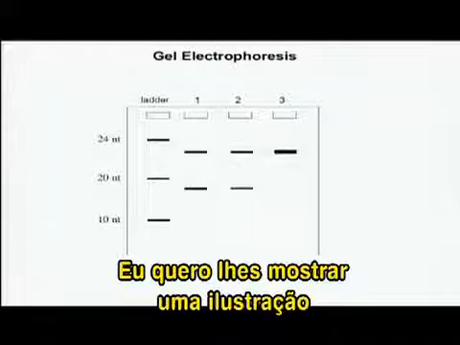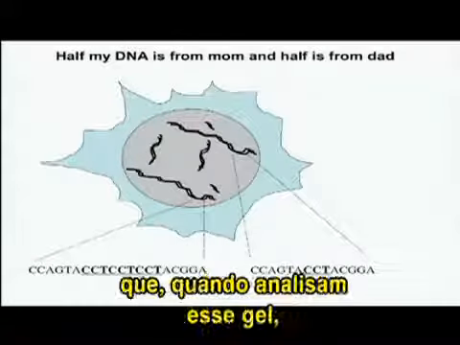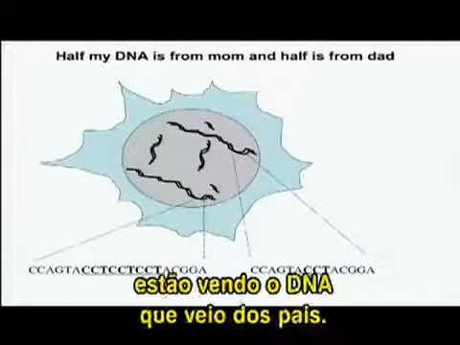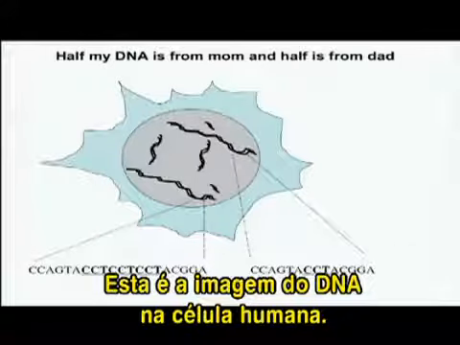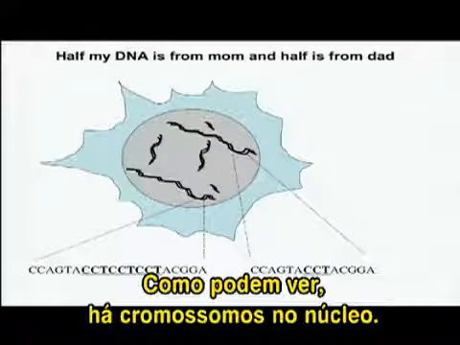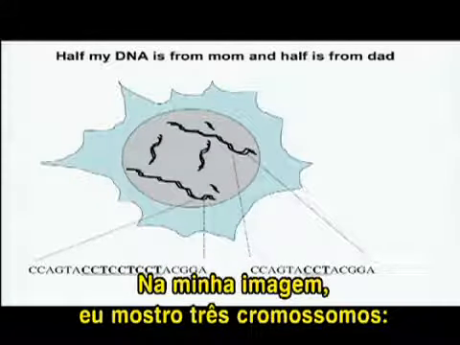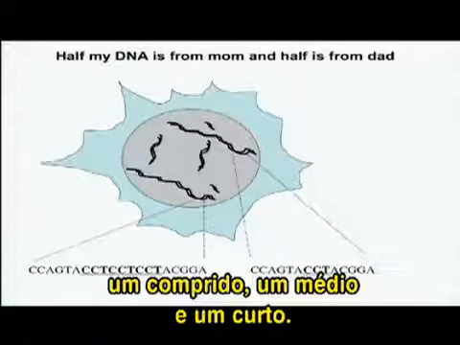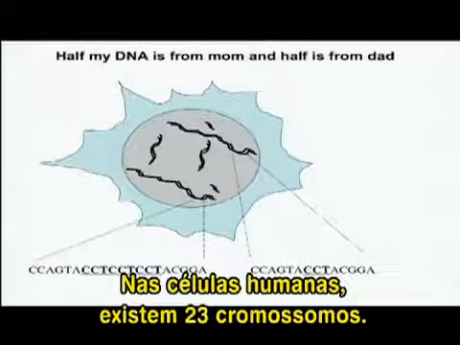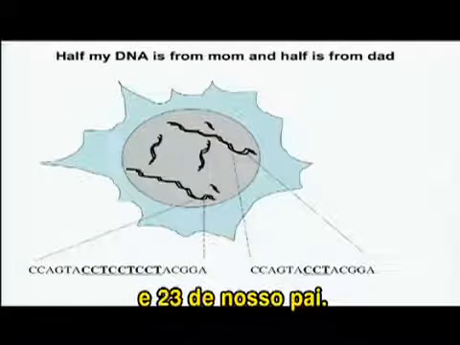So I just want to show you a quick pictorial view on this next slide to remind you that when you're looking at these gels, you're looking at the DNA that comes from the parents. And here's a picture of the DNA actually sitting in a human cell. The round part is the nucleus, and as you can see, there are chromosomes in the nucleus. And in my picture here, I'm only showing 3 chromosomes, a very long one, a medium one, and a short one. In actual human cells, there are 23 different chromosomes. You would get 23 chromosomes from your mom and 23 chromosomes from your dad.